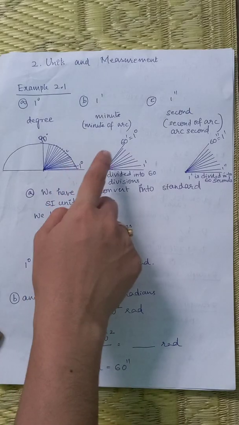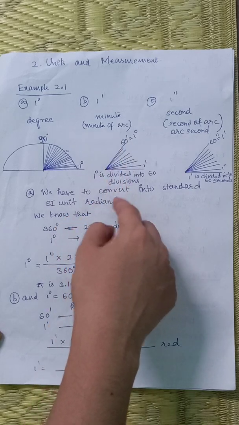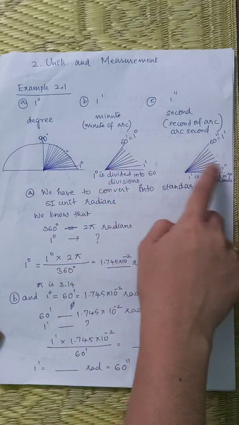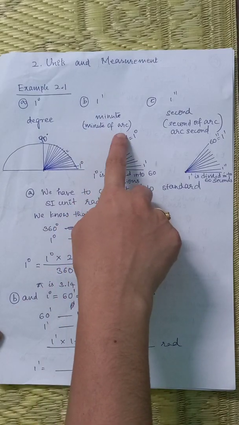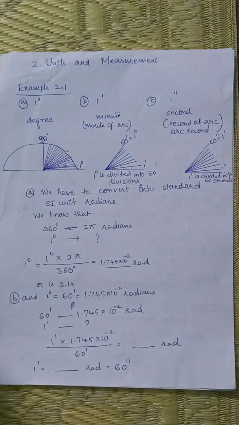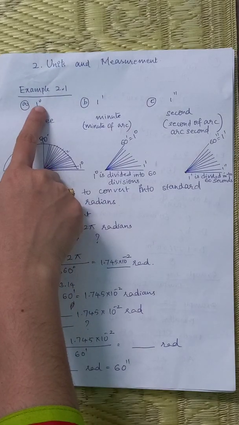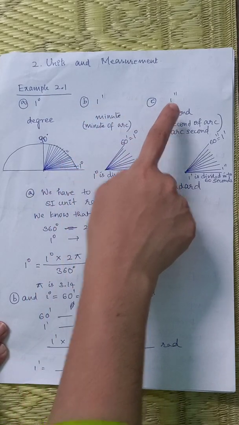So how is the conversion now? 1 degree is nothing but 60 minutes because it is divided into 60 divisions. Next, 1 minute is equal to 60 seconds. So this is the interrelation. Minute is also called minute of arc, and second is also called second of arc, or arc second. Which is the bigger one here? 1 degree is bigger than 1 minute, and 1 minute is again bigger than 1 second. So you see the notations we use: a small circle for degree, 1 dash for minute and double dash for second.